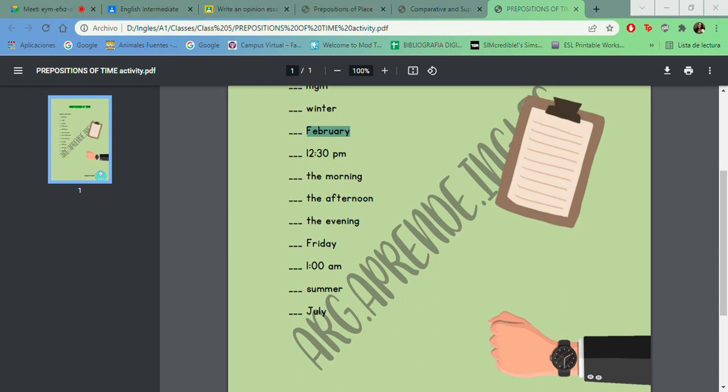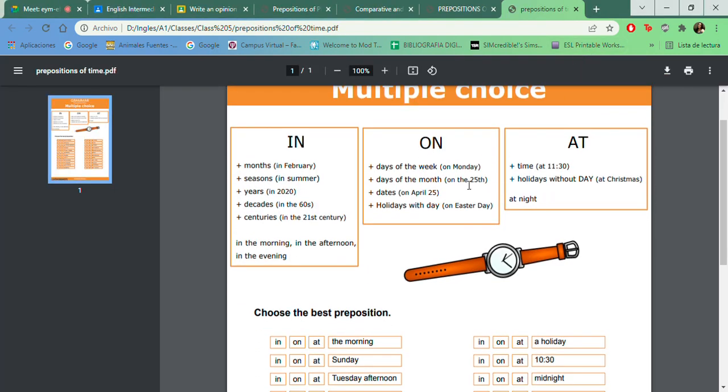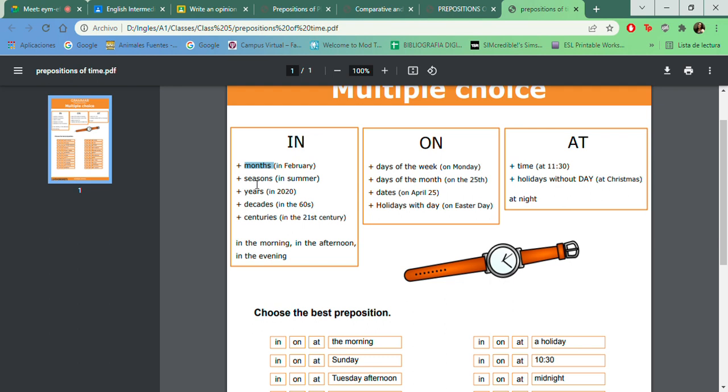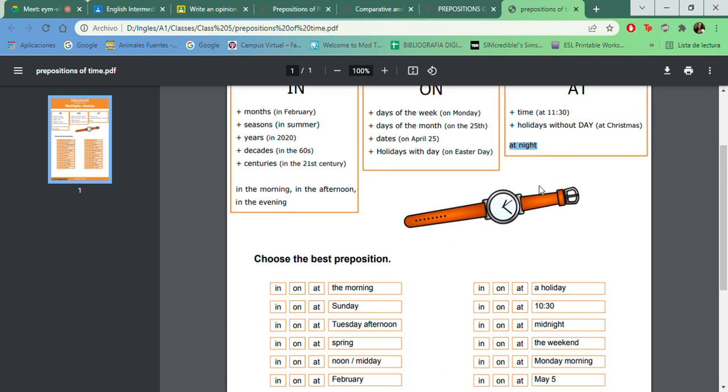Great. Now let me show another one that is a little bit harder, I think. This one is a little bit more difficult. Remember, in is for months, seasons, years, decades, centuries, and expressions like in the morning, in the afternoon, in the evening. On is for days of the week and days of the month. Holidays with day take on, and holidays without day, remember, take at. And for times there are expressions like at night, at midday, at noon, etc.